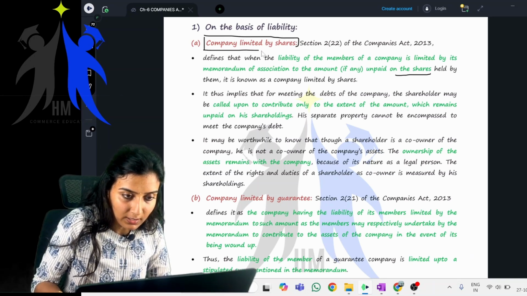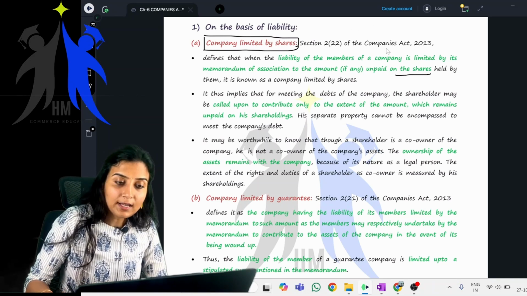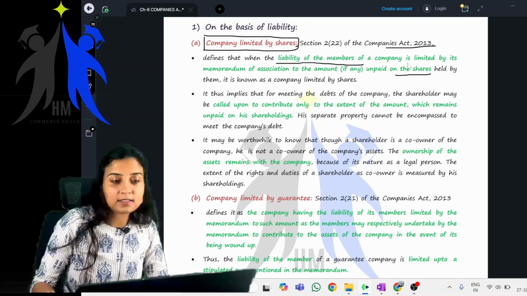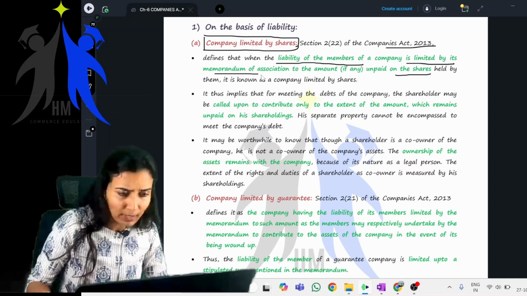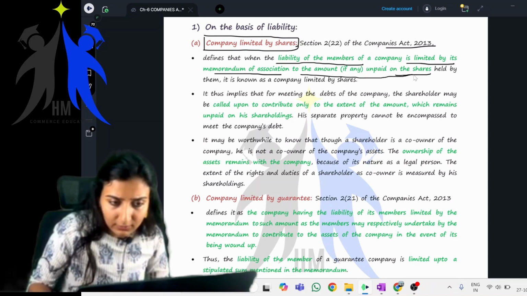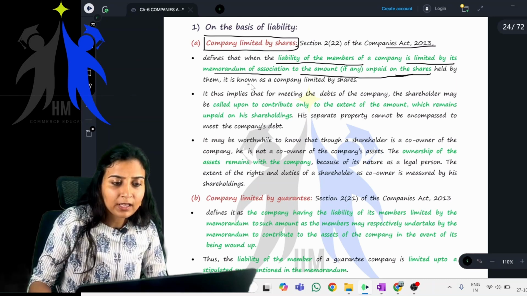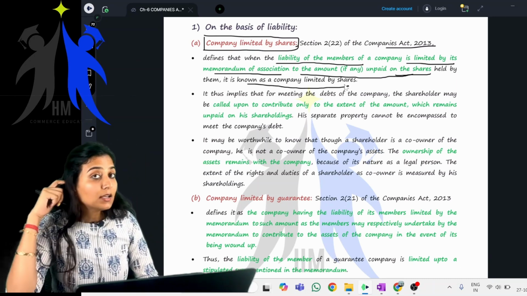Company limited by shares. Very good. Let's read. Section 2(22) of the Companies Act 2013 defines that when the liability of members of a company is limited by its memorandum of association to the amount unpaid on the shares held by them, it is known as a company limited by shares.